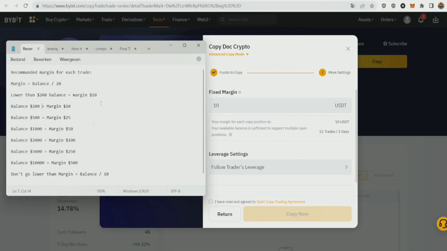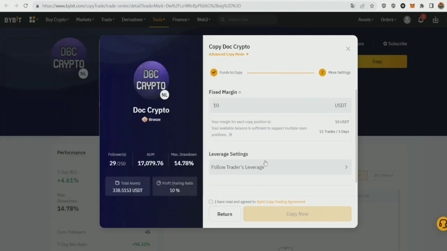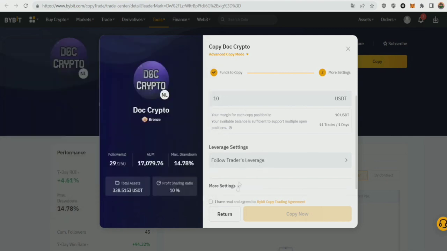So if your balance is less than $200, be sure that you don't go lower than margin is balance divided by 10, or you will miss out on a lot of trades and will make less money. But the golden rule is always margin is balance divided by 20. So really important. So the next thing is leverage setting. So most people will just do follow trader's leverage, but it can be very risky, and I'm gonna give you some nice rules which you should follow.